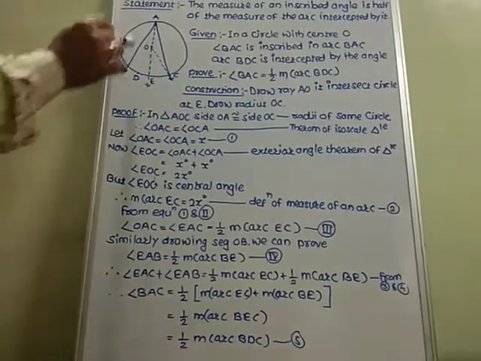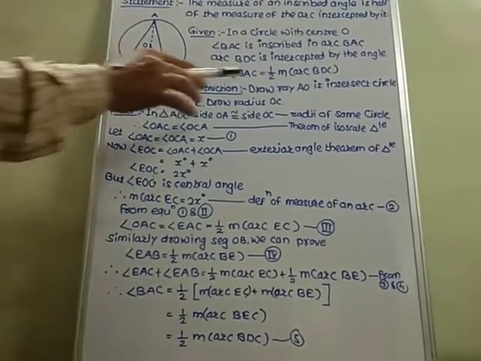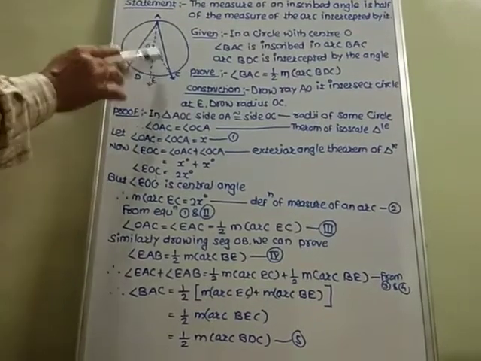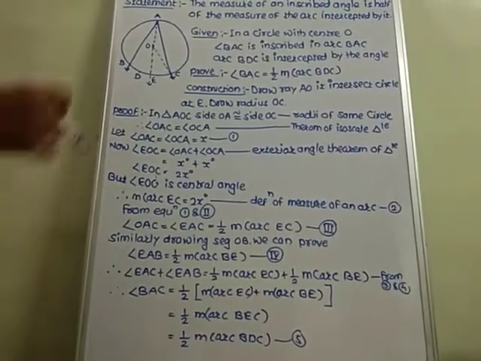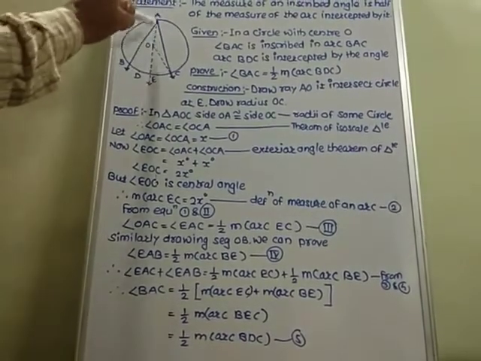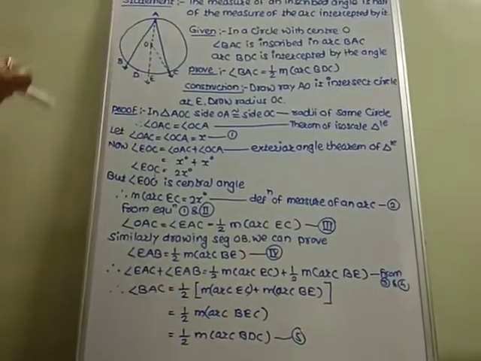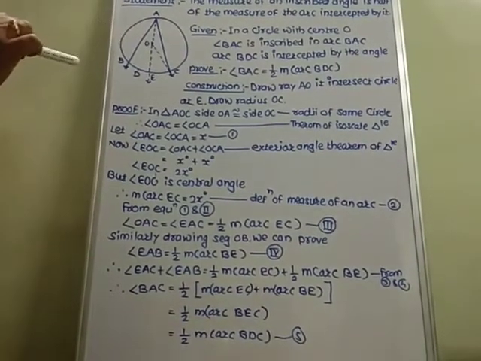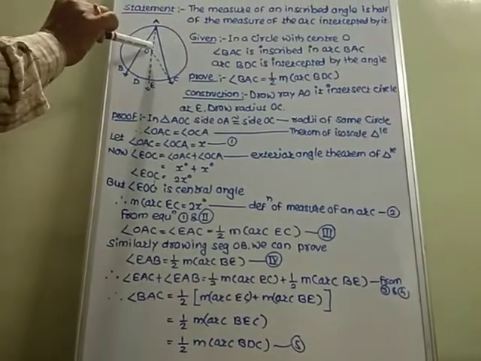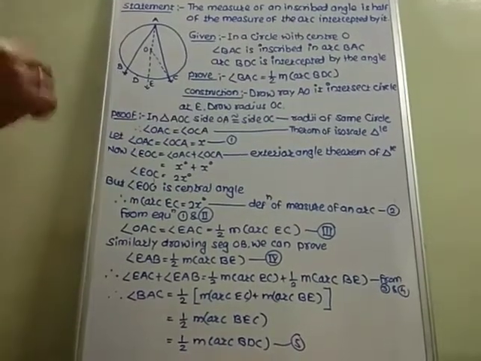How to prove? Construction: we draw AOC, AO intersects the circle at E. Draw radius OC. Then what is proved? In triangle AOC, which triangle? This is triangle AOC. Side OA is congruent to side OC, radii of the same circle. Then angle OAC is equal to angle OCA because of the isosceles triangle theorem.